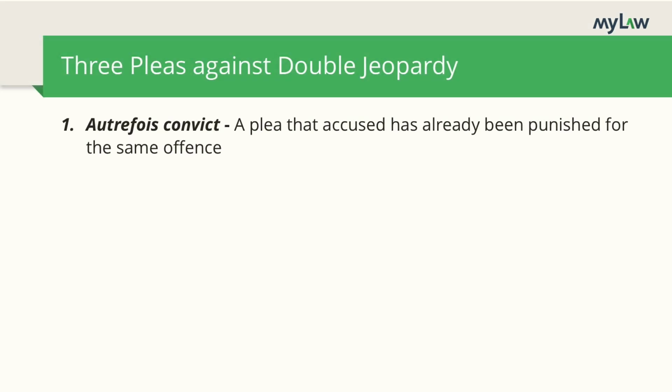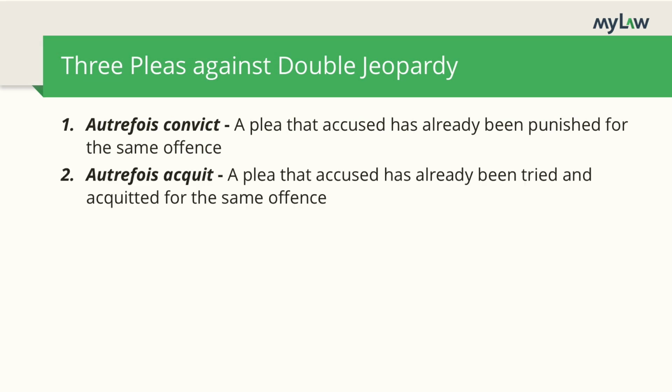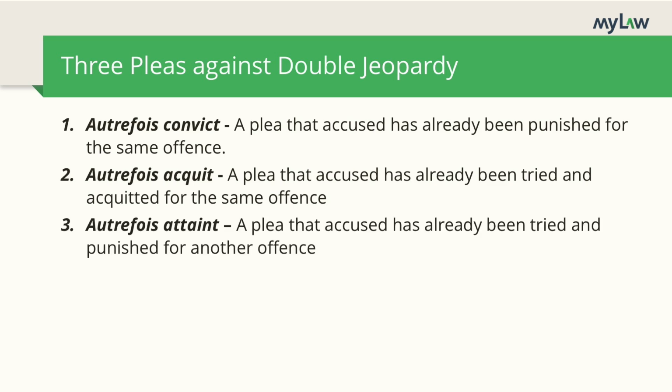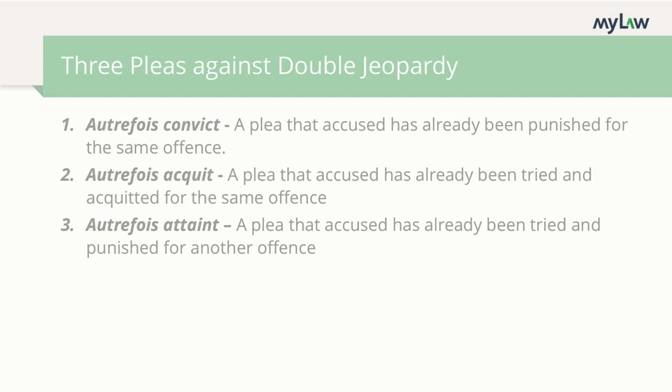First, autrefois convict refers to a plea that the defendant has been punished for the same offense. Second, autrefois acquit is the plea that the accused has been tried and acquitted for the same offense. Third, autrefois attaint is the plea that the accused has been tried and punished for another offense. All these pleas were raised to resist criminal proceedings on the ground that the defendant should not be put in jeopardy of life or limb once again.